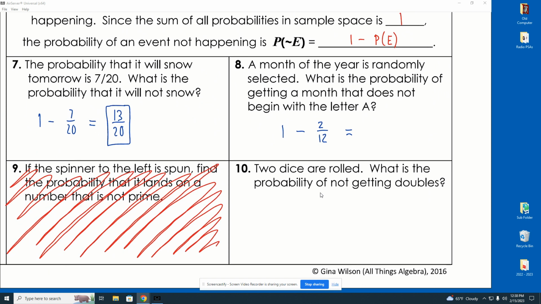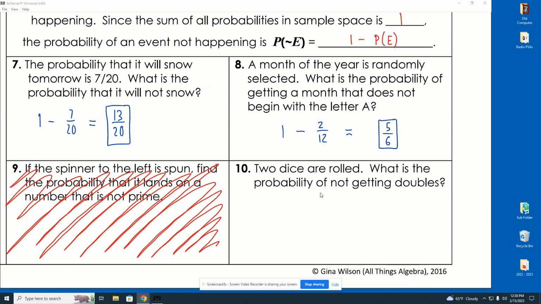So 1 minus 2 over 12, if you use your calculator, will reduce to what? You got a 5 out of 6 chance. Yeah, it's 10 over 12 reduces. Okay? Does that make sense?